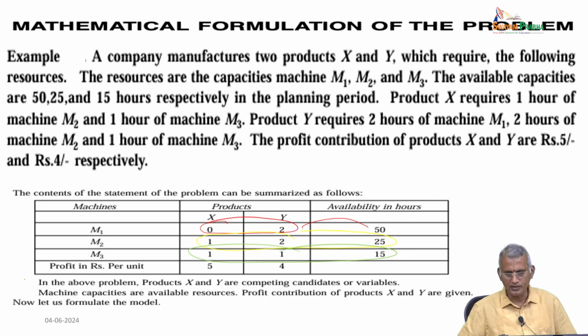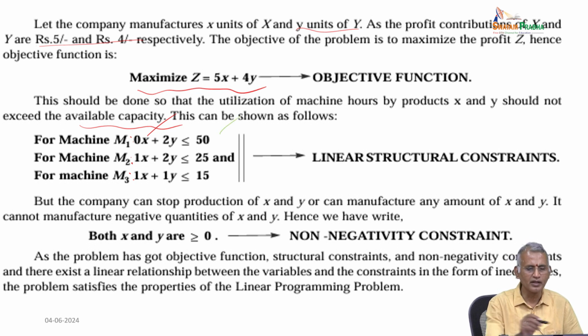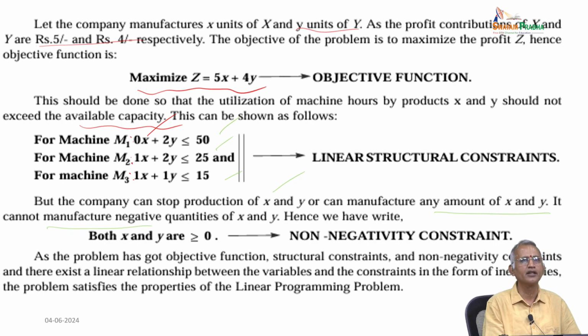I hope all of you understand. The different colors are used so that x + 2y ≤ 50, 1x + 2y ≤ 25, and 1x + 1y ≤ 25 come from the table. So, this is the linear structural constraint, but the company cannot stop the production of X and Y, or manufacture any amount of X and Y, and it cannot manufacture negative quantities. Therefore, both X and Y are positive. Therefore, it is the non-negativity constraint.